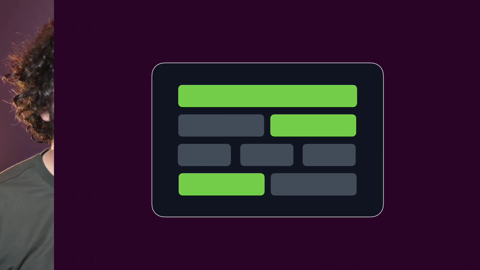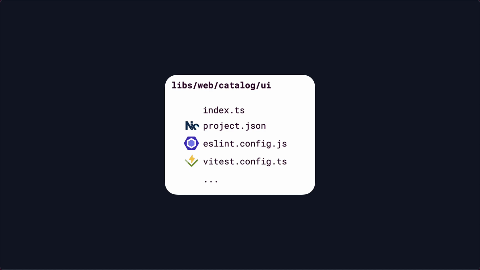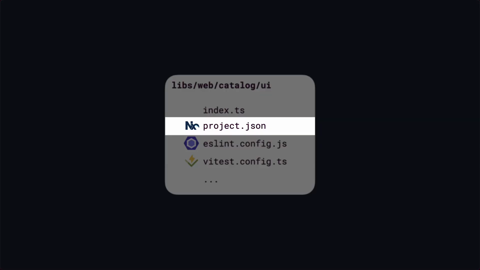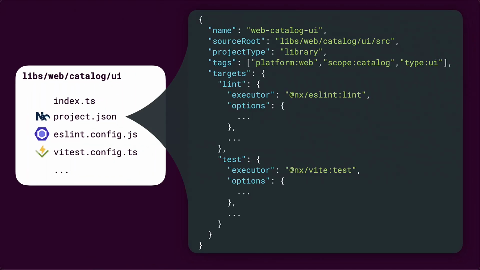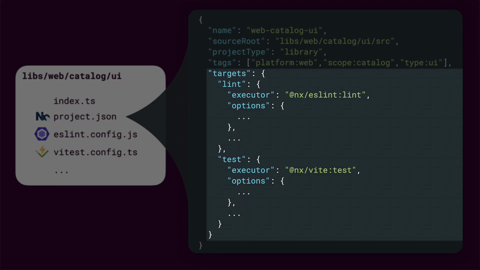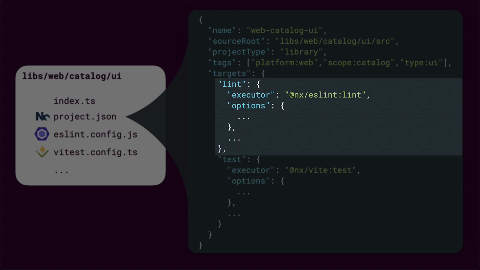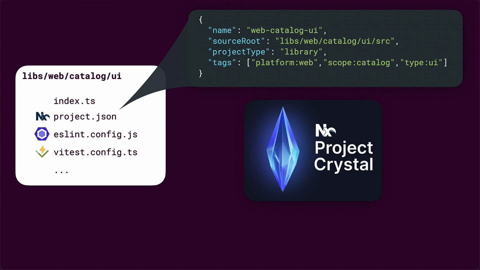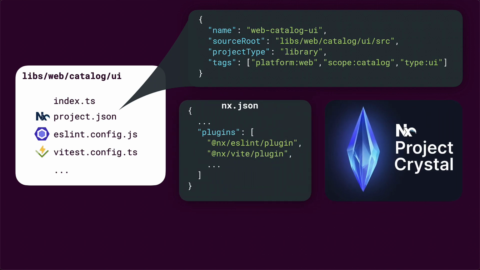Now, let's zoom in on one of these libraries. You'll often notice a couple of configuration files there, like NX configuration file itself, the project.json file. This file is what defines the library. It has a special field called targets that defines the tasks you can run on this library, like linting or testing. Luckily, since NX 18 and Project Crystal, some targets are automatically inferred from your workspace structure thanks to plugins. For instance, assuming that the right plugins are enabled in the nx.json file, if NX finds an ESLint file around or a Vitest config file around, it will respectively add the lint and test targets to the library.